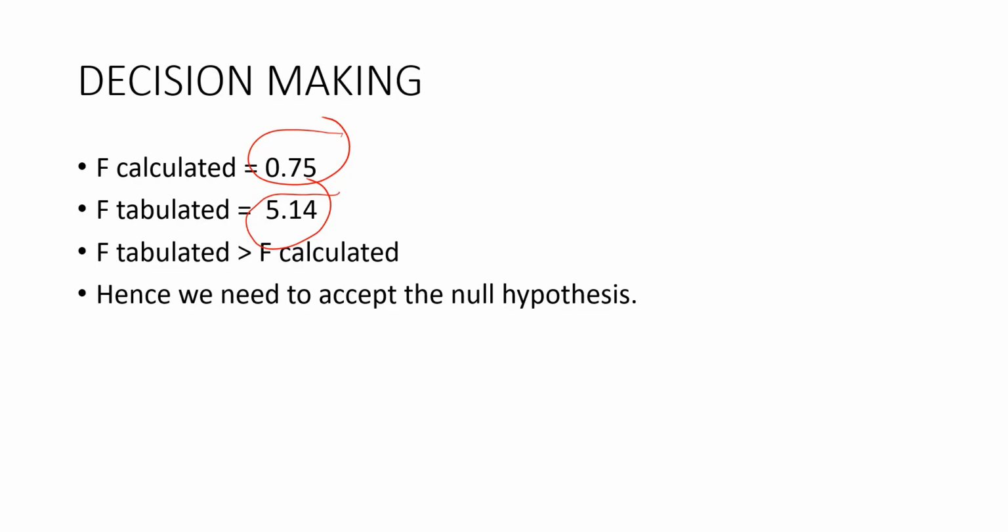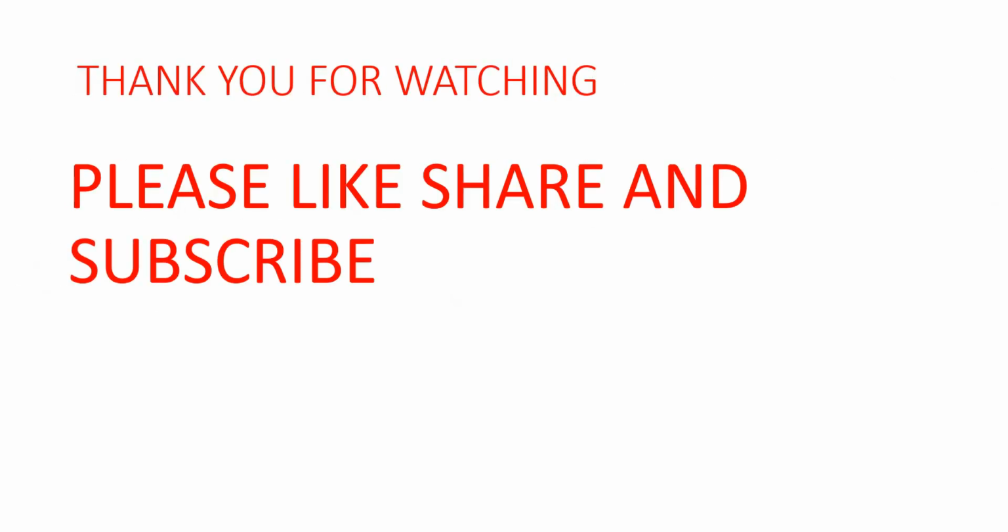So here we need to accept the null hypothesis and reject the alternate hypothesis. If the tabulated value is less than the calculated value, then you need to accept the alternate hypothesis and reject the null hypothesis. This is the final thing. Once again, since the tabulated value is greater than the calculated value, we accept the null hypothesis. If the calculated value is greater than the tabulated value, we accept the alternate hypothesis. That's all about the practical example for ANOVA.